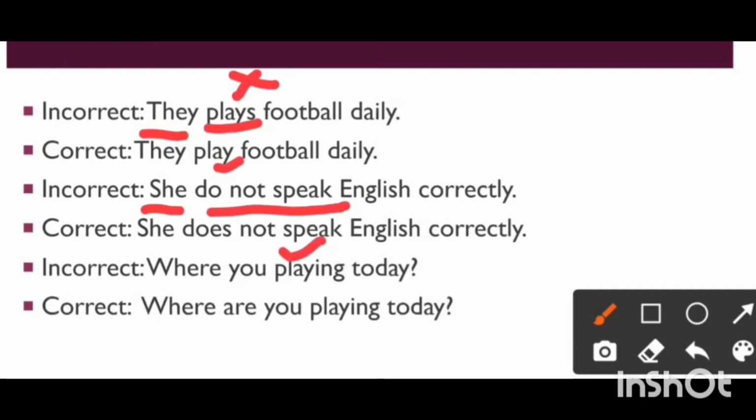Where you playing today? So something is missing here. The helping verb is missing here. So grammatically the sentence is incorrect. The correct answer is "where are you playing today?" So this is correct.